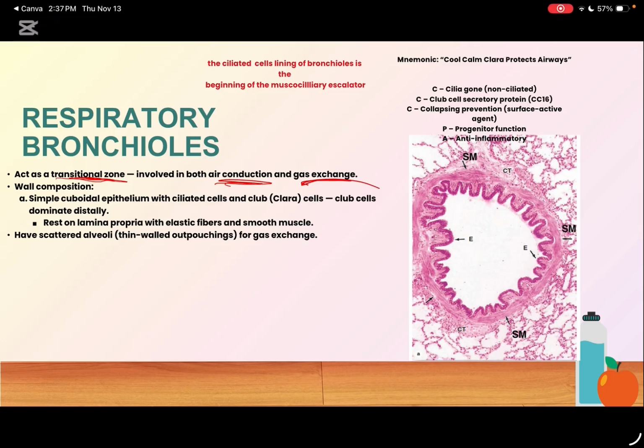Small cuboidal epithelium with ciliated cells and club Clara cells. Club cells dominate distally, just away. They rest on lamina propria with elastic fibers and smooth muscle. And of course scattered alveoli, which are thin outpouchings for gas exchange.